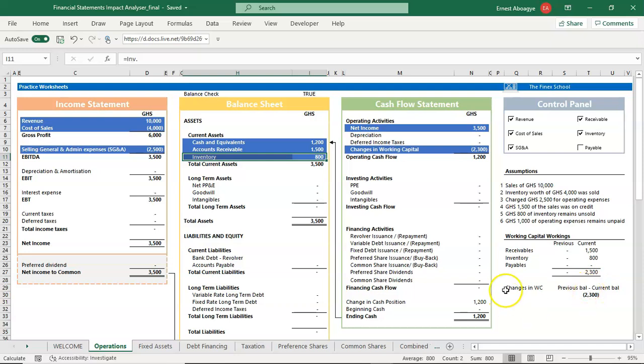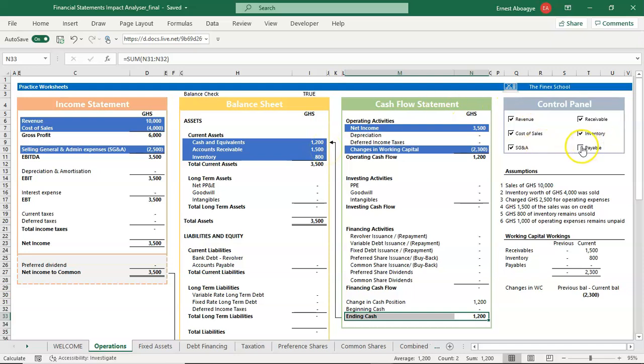Now the calculation of the working capital here is previous balance minus current balance. The previous balance was 0, the current balance is 2,300. So previous minus current will give us negative 2,300, and that is here to reduce the net income to give us the actual cash of 1,200 to feed our balance sheet.